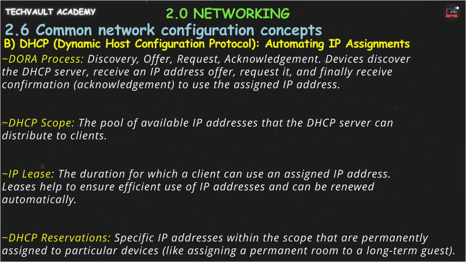DHCP scope. The pool of available IP addresses that the DHCP server can distribute to clients. IP lease. The duration for which a client can use an assigned IP address. Leases help to ensure efficient use of IP addresses and can be renewed automatically. DHCP reservations, specific IP addresses within the scope that are permanently assigned to particular devices, like assigning a permanent room to a long-term guest.